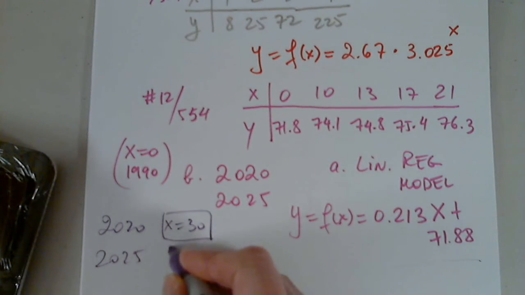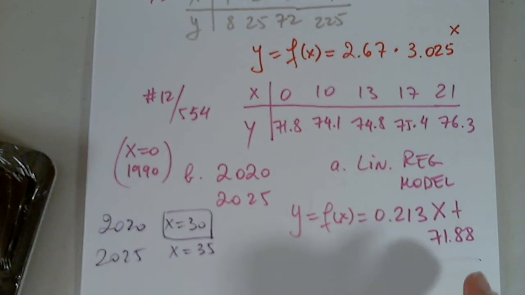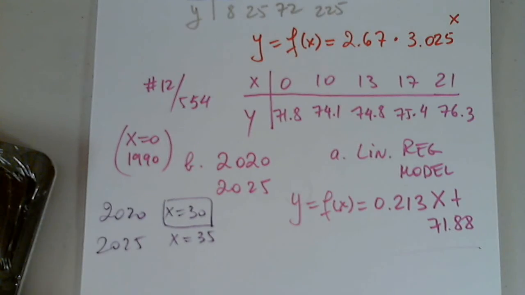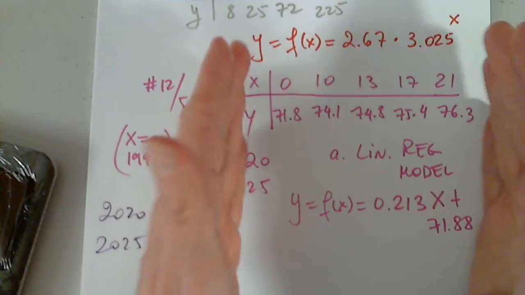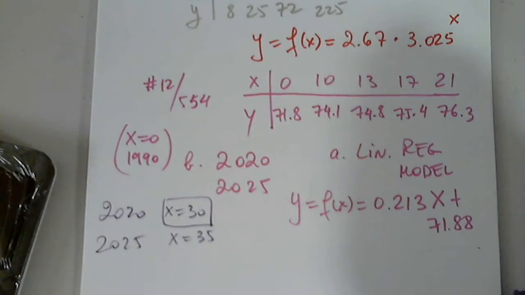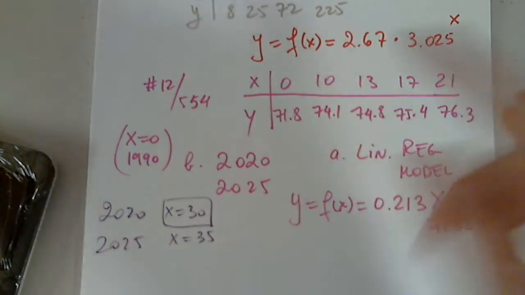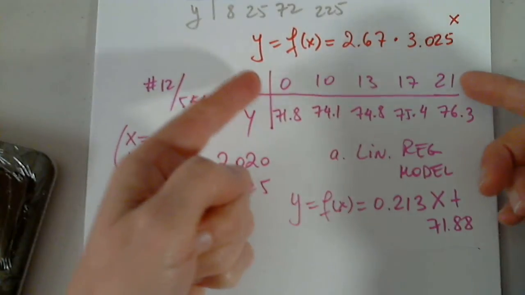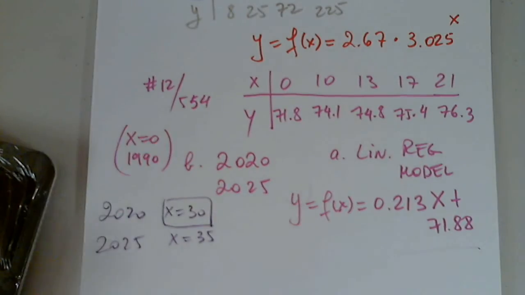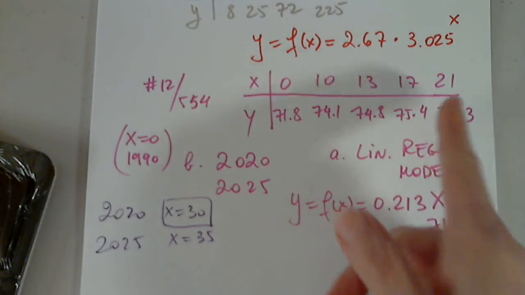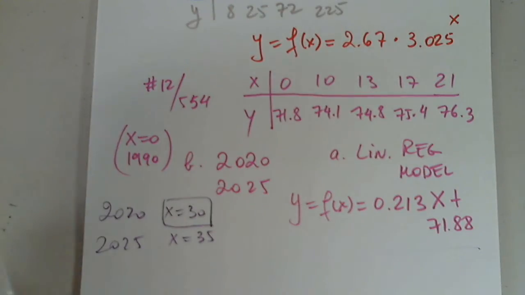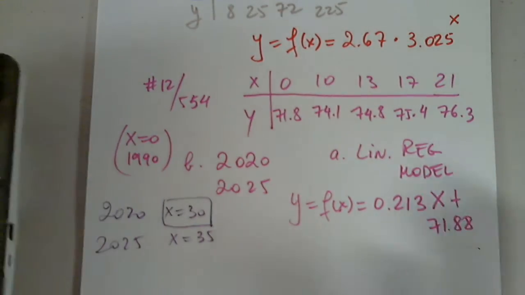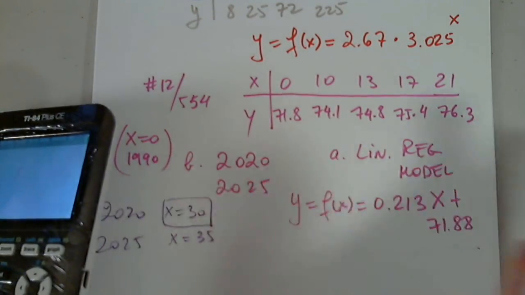So 2025 represents x equals 35. We're going to look at it, but just remember moving forward that it's normally not okay to go outside of the range. You can say domain. Yes, it's the domain, which is values of x, but outside of 0 to 21, it's not safe to predict. Or we have to say if the model still holds.